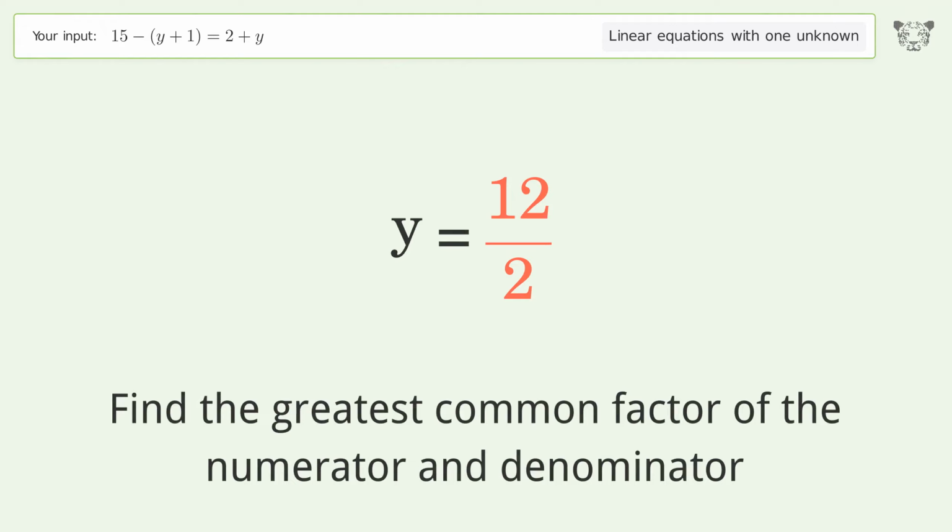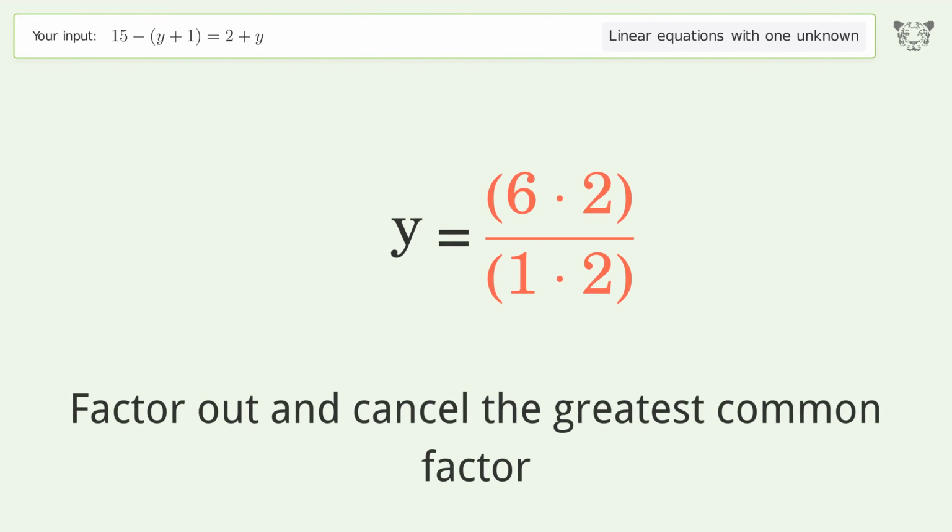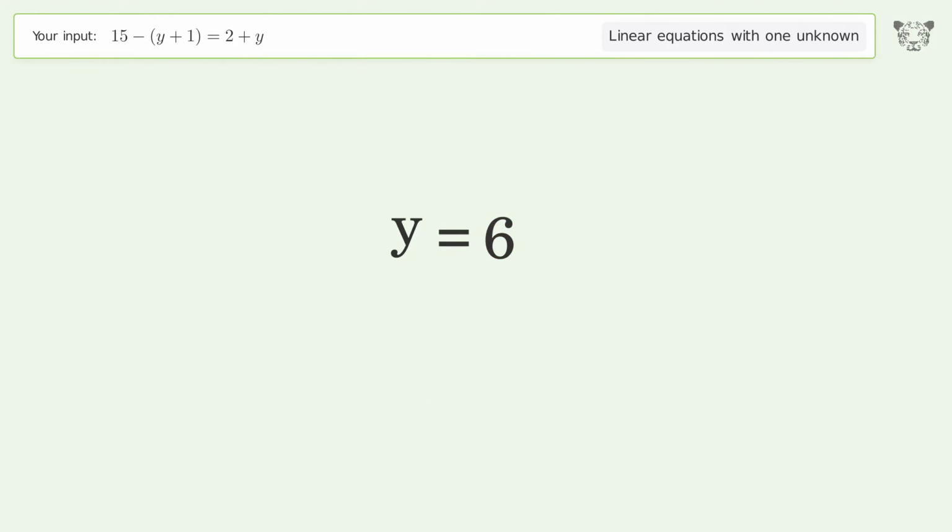Find the greatest common factor of the numerator and denominator. Factor out and cancel the greatest common factor. And so the final result is y=6.